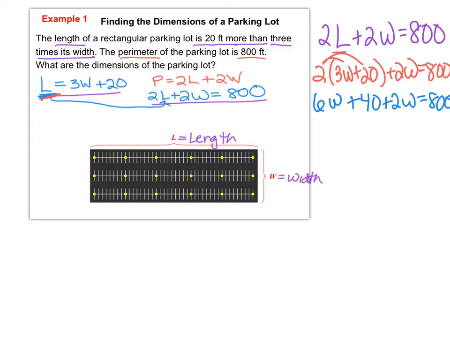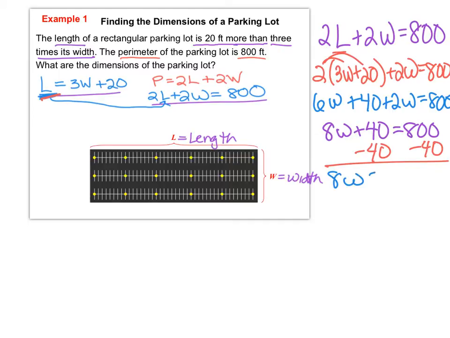By combining like terms, we get 6W plus 2W is 8W plus 40 is equal to 800. And then by subtracting 40 from both sides, we get 8W is equal to 760. And then by dividing both sides of this equation by 8, we do get the value for W is equal to 95.